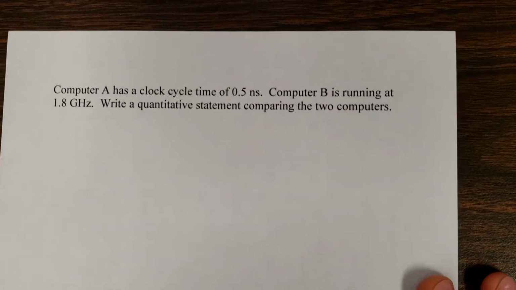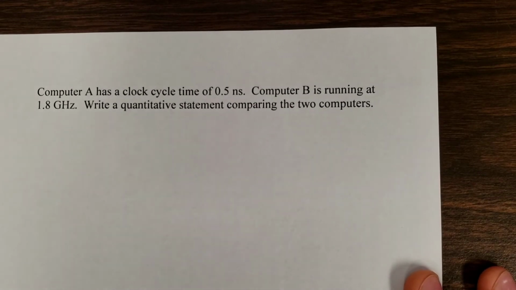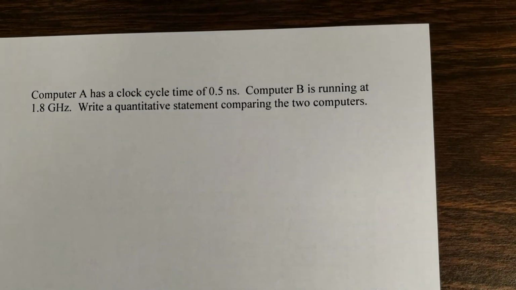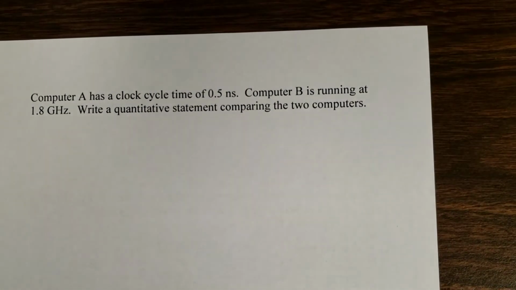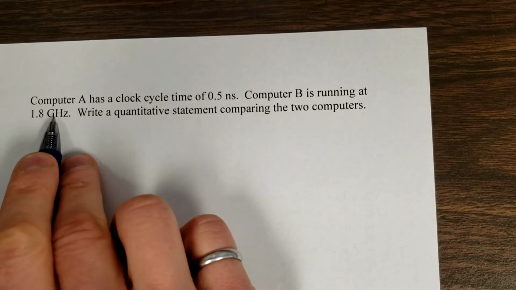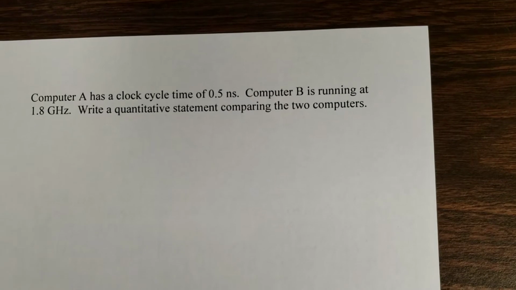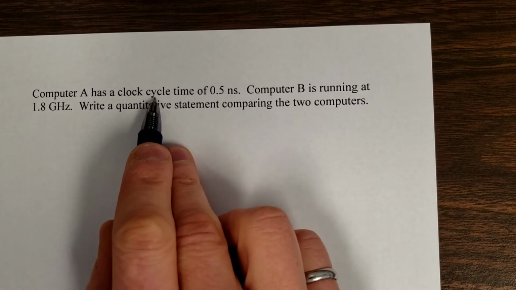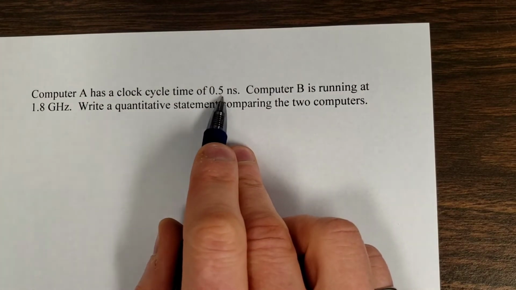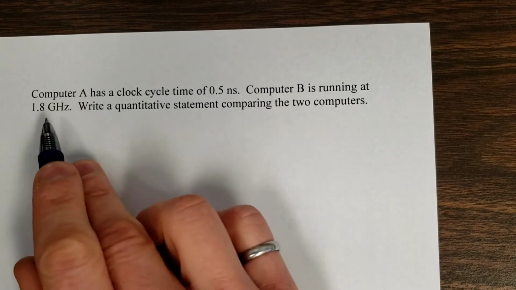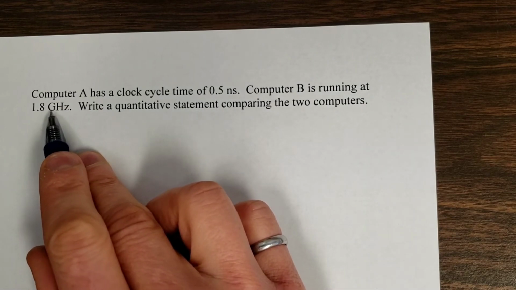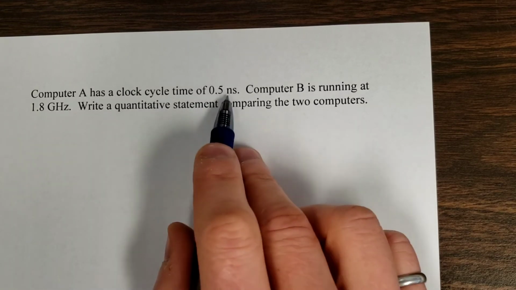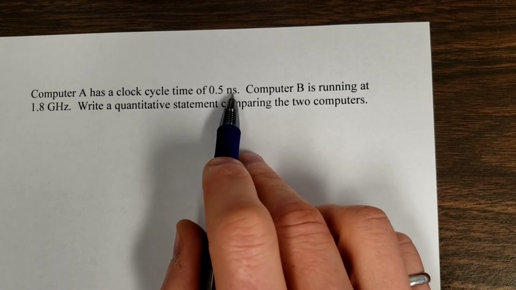And the next question teases that concept out. Computer A has a clock cycle time of 0.5 nanoseconds, and computer B is running at 1.8 gigahertz. They're giving us mixed units here. So what we need to do is make sure that we are using the same comparison. And remember that the fundamental formula uses the cycle time. So here we've got the cycle time of 0.5 nanoseconds. That's in the form that we need to use. And computer B, well, it gives us gigahertz. That is the number of cycles per second, not the time, the seconds per cycle.